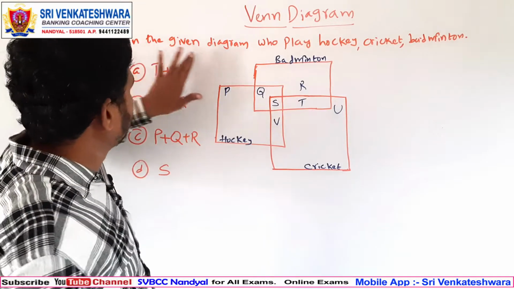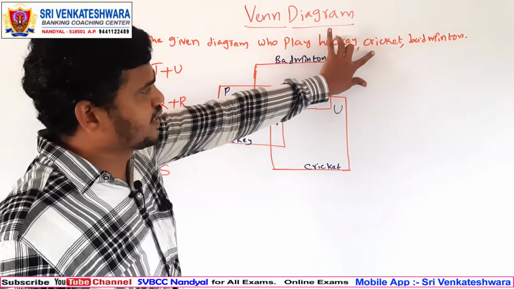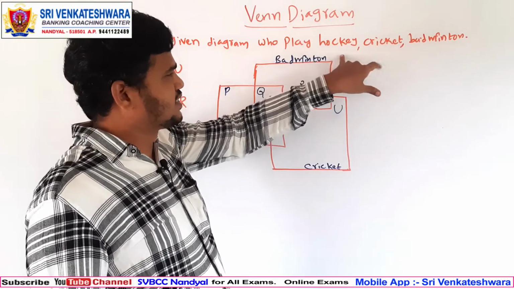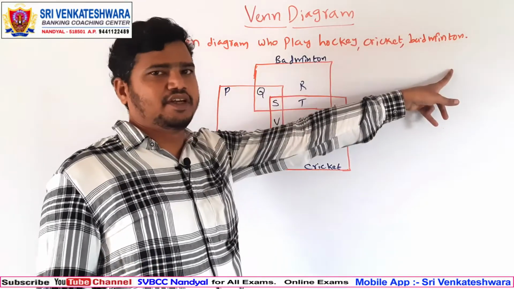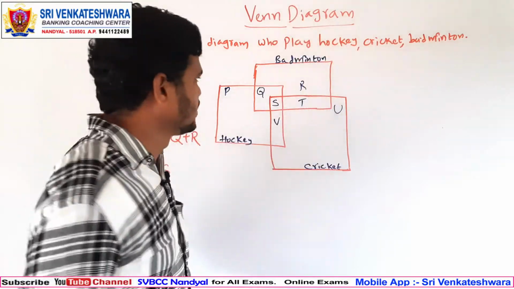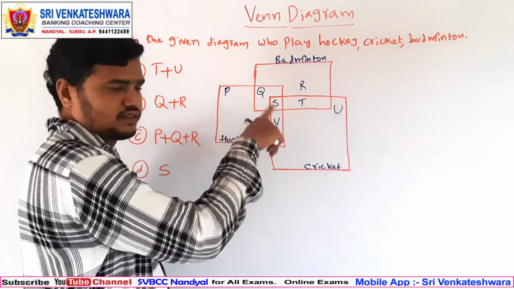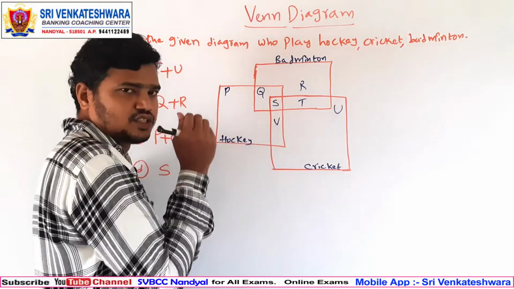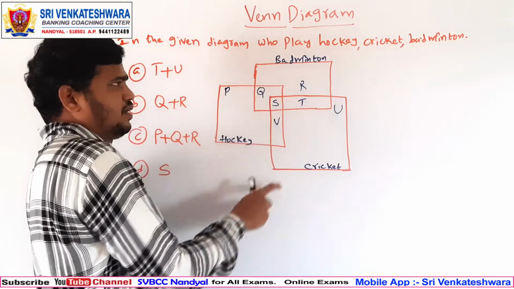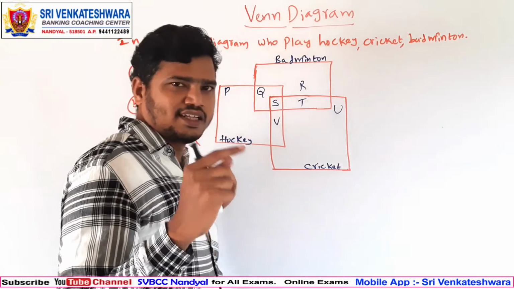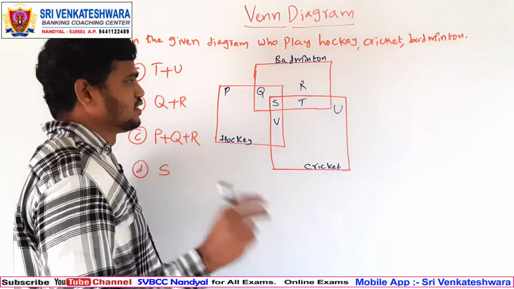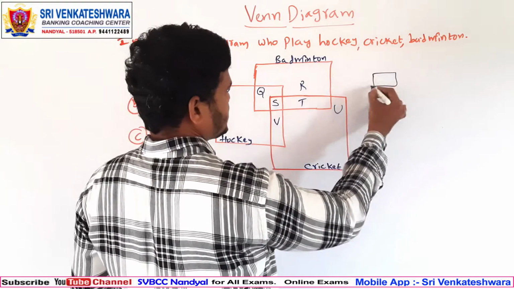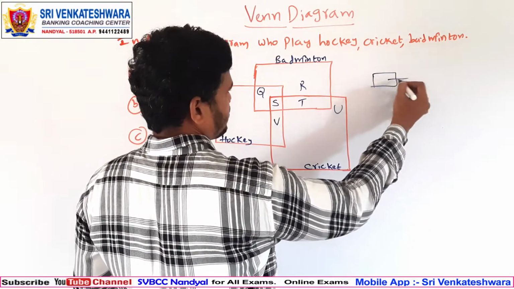See here, in the given diagram, who plays hockey, cricket, badminton? Nothing but the player who plays all three: hockey, cricket, badminton. Here we have squares or rectangles. So this is badminton, this is hockey, this is the category. Three different games are there, but one person plays all three. We need to find out which person is here. So how can we find it? We have different squares here.